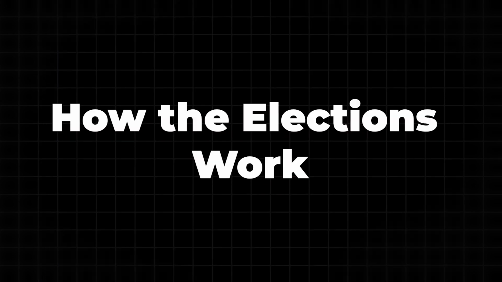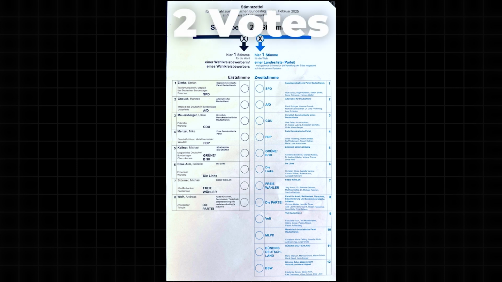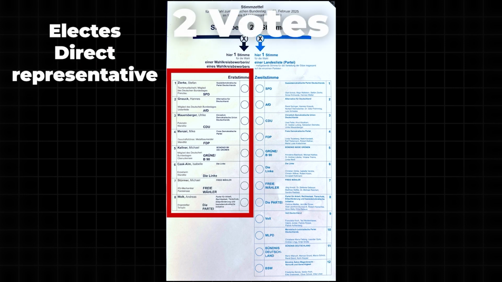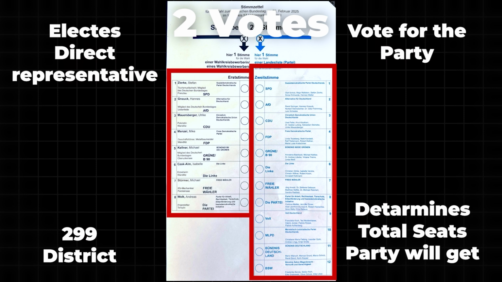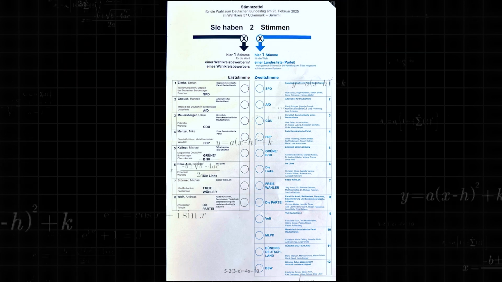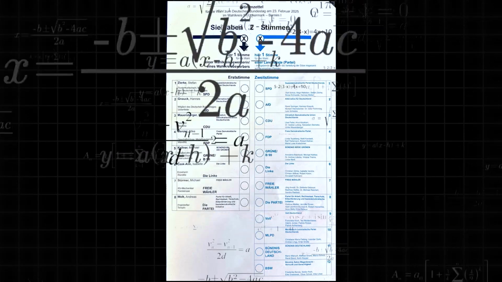How the election works. When Germans vote, they cast two votes. The first vote elects a direct representative from their district. Germany has 299 districts. Number 2. The second vote is for the party. This determines the overall percentage of seats each party gets in the Bundestag. At first, this might seem complicated, but stay with me. It will make sense in a moment.